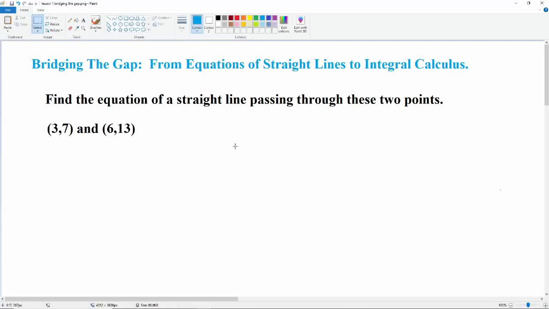The equation of a straight line passing through these two points, (3, 7) and (6, 13).